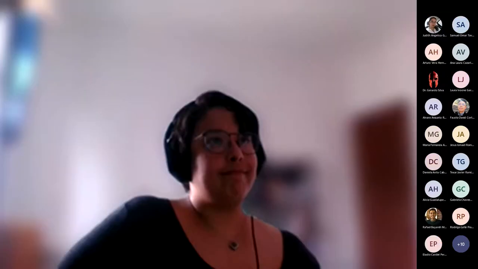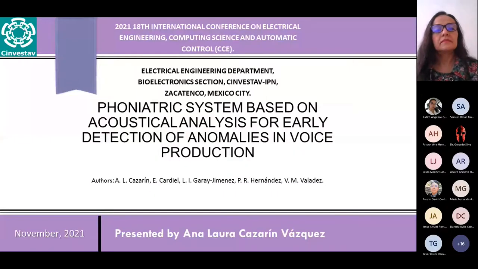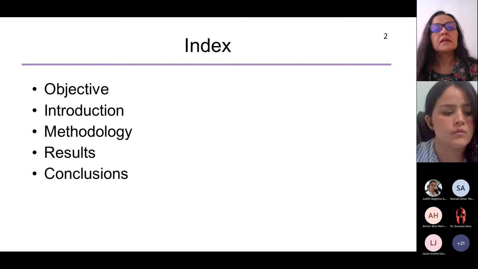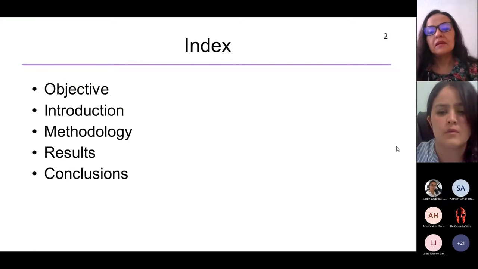Okay, if we have our third presenter, now we can continue with our third paper. And this is with Ana Laura Casarin. Ana Laura, can you share your presentation, please? Excellent, we can see it. Okay, can you change the slide just to make sure that we are going to be able to change the slide correctly? Excellent, yes, okay, thank you.